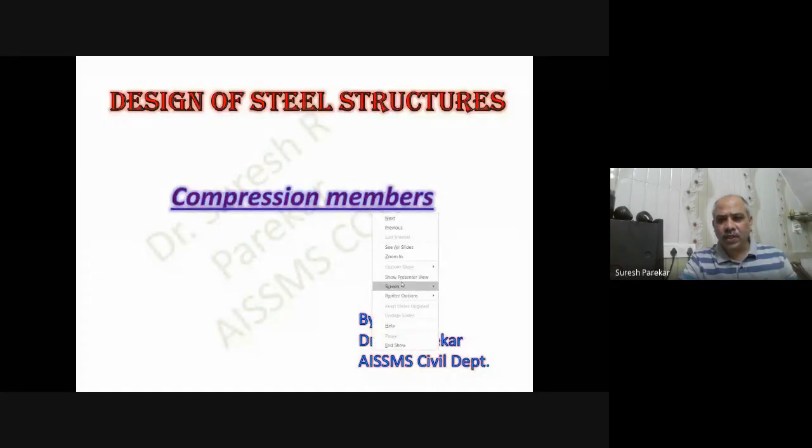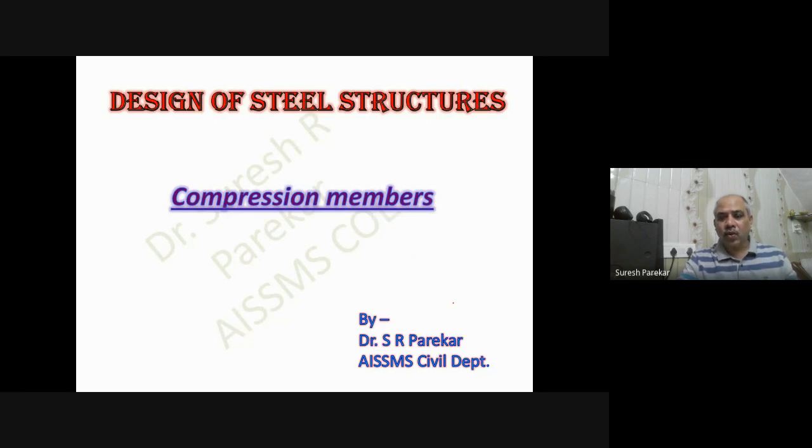Related with compression members. We are not going to see in detail all the clauses. We will just go through which clauses we have to use for compression members. When we go on to solve the problems, then we will see all the clauses in detail. So now, first you can see we have 7.1, which is design strength of common hot rolled and built up steel members.